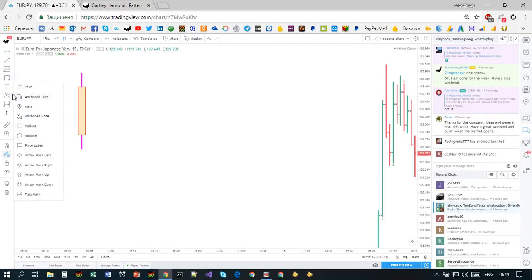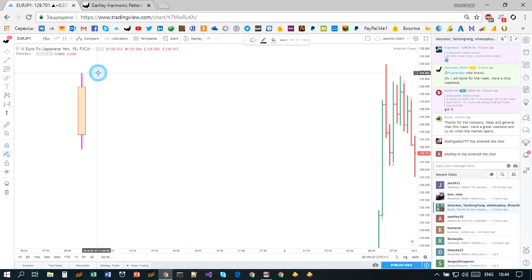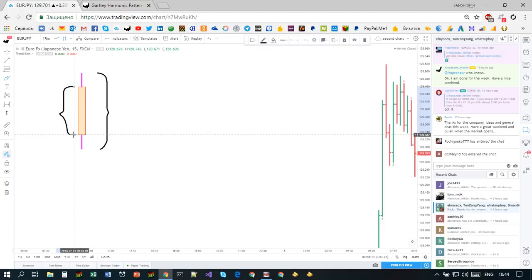Okay, so what is the total range? Those of you who don't know the basics, I will explain it. Total range is the distance between the high and the low. So this is the distance of total range. What is the body? It is the distance between open and close. So this distance should be at least 50% of this distance. You see this?